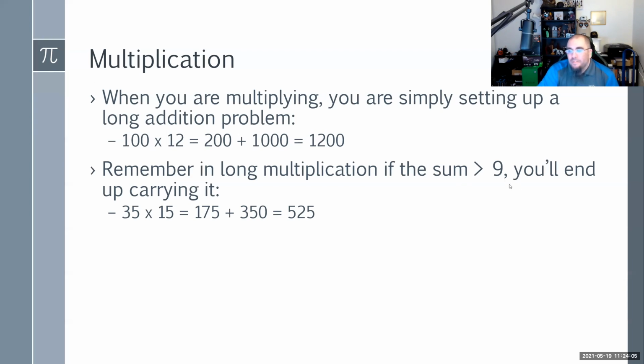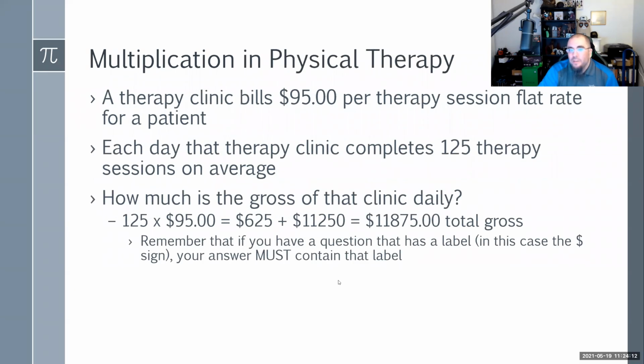Remember, in long multiplication, if the sum is greater than 9, you'll end up carrying it. Same idea as when we do addition. So here, a physical therapy clinic bills $95 per therapy session at a flat rate for each patient. Pretty reasonable. Each day, the clinic completes 125 sessions on average. How much is the gross of that clinic in that day? So we have 125 visits, $95 per visit. We're going to multiply those together, and we're going to come up with $11,875 as their gross daily.